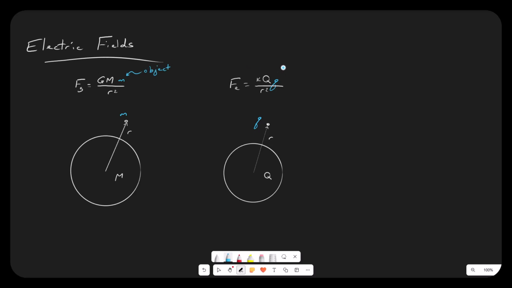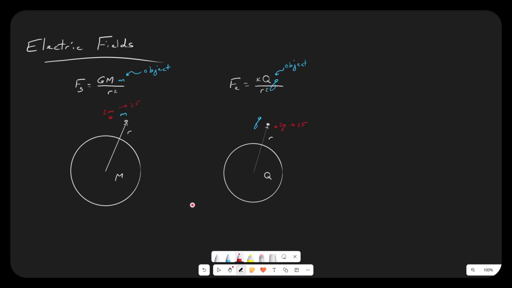In both of these cases we have one piece that is specific to the object that we're putting at that location, and then all the rest of it is kind of just an environmental item. If I put a different object with double the mass, I would get double the force. If I put a different object at the same location with double the charge, I would get double the force.